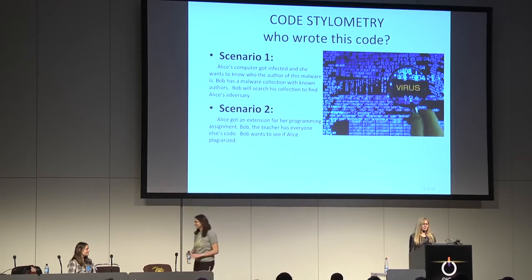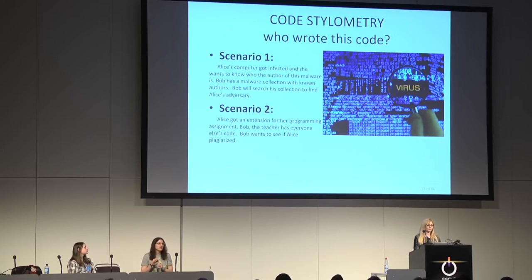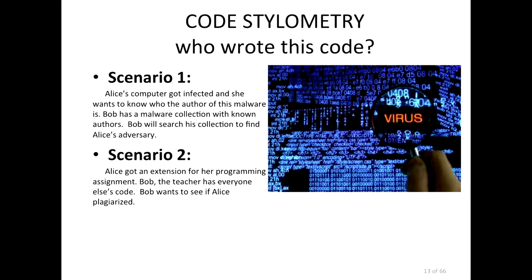Hi, everyone. I'm Aylin. So now we'll be looking at code stylometry, and here we are trying to find out who wrote this piece of anonymous code by looking at their coding style. There are two common scenarios we can think of when source code authorship attribution comes to mind. The first one is, let's say that Alice's computer got infected, and she has a piece of source code left from the malware. And Bob has a collection of malware with known authors. So Bob can look at his collection of malware to identify who Alice's adversary was.